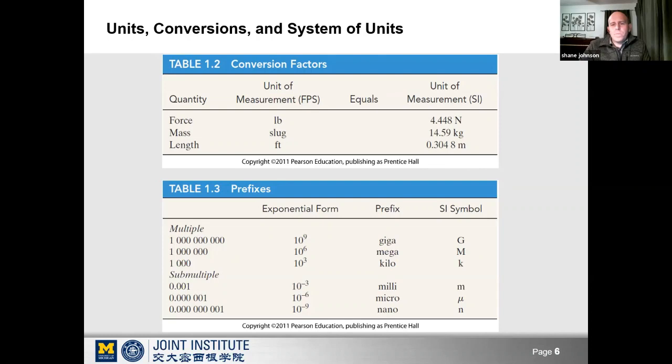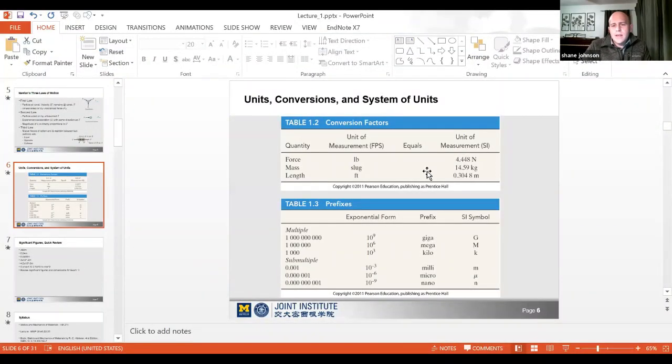It's good to study a bit of the conversions and see how you might go through that to convert from pounds to newtons, slugs to kilograms, feet to meters. For example, I weigh 180 pounds. So in 1 pound, there's 4.448 newtons, right? So this would give me my weight in newtons.